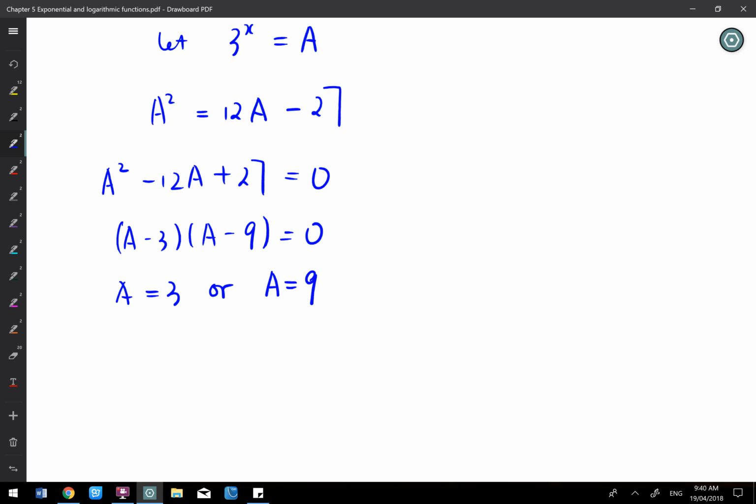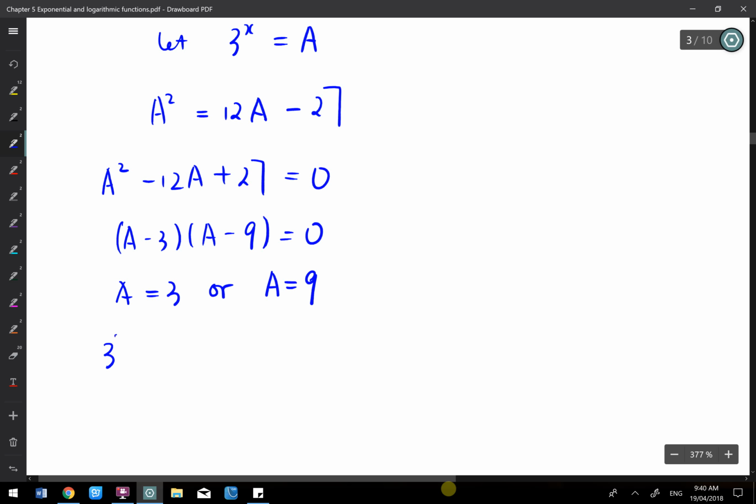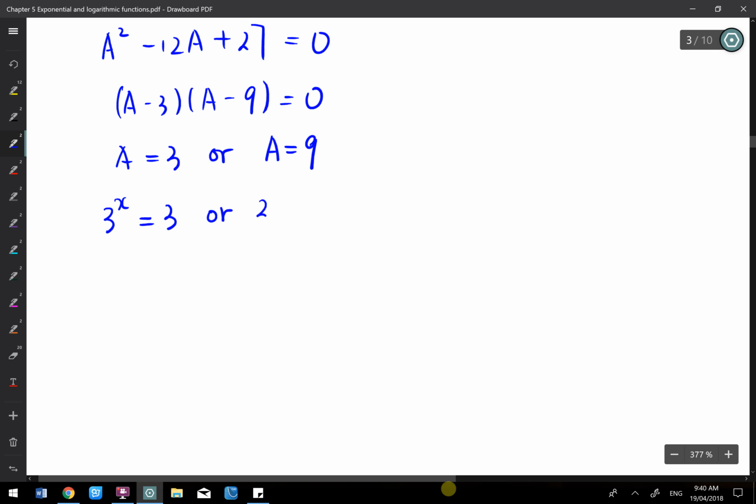Let's keep going. You are solving for x, not solving for a. You need to put a back into 3 to the power of x as well. So 3 to the power of x equals 3 or 3 to the power of x equals 9. So x is 1 or x is 2.